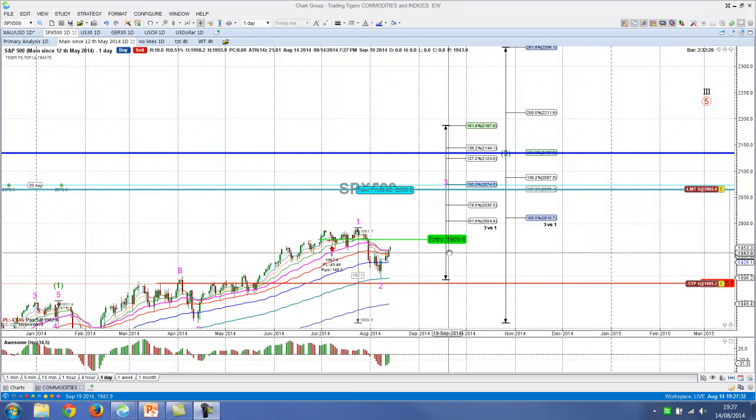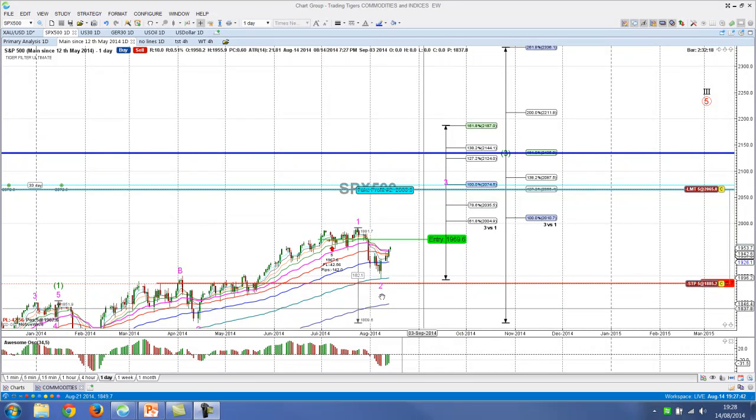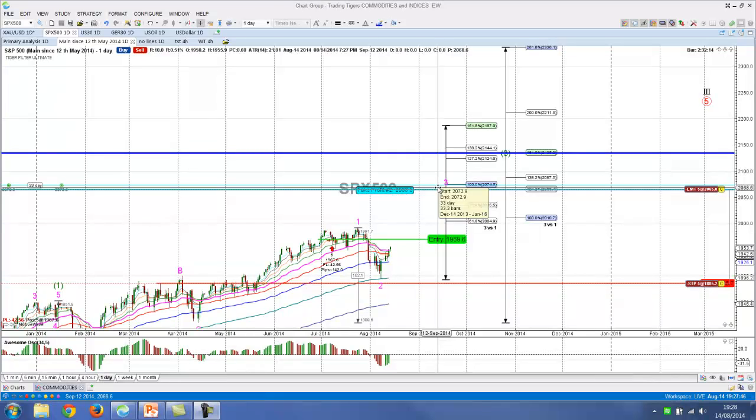We have our entry at 1969.6. Stop level is at this level, which is 1885.3. We've taken it on a wave 3 to go up, and we'll be happy just to take our trades out here.